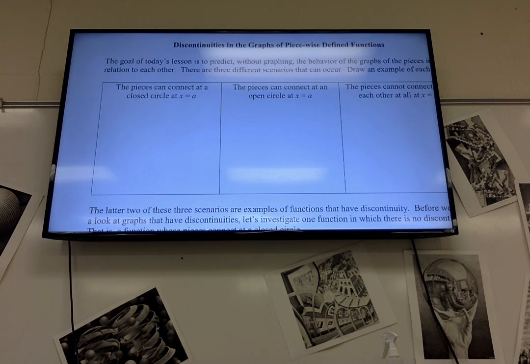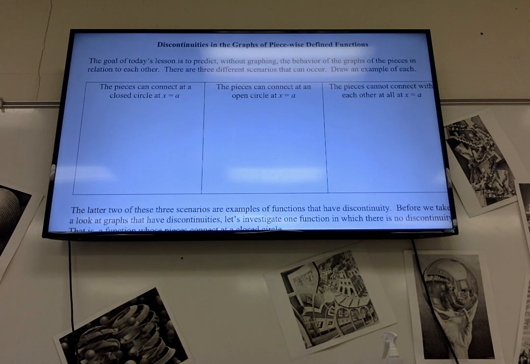Okay, so we're going to talk about discontinuities, which are things that cause issues with the domain. So like when you have a hole in the graph, when you have an asymptote, when two graphs just don't connect, things like that. Those are discontinuities. Anytime you can't trace a graph without picking up your pencil, it is not continuous. It has a discontinuity is what it's called.